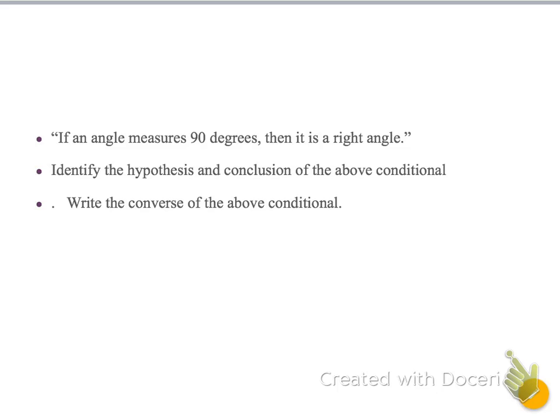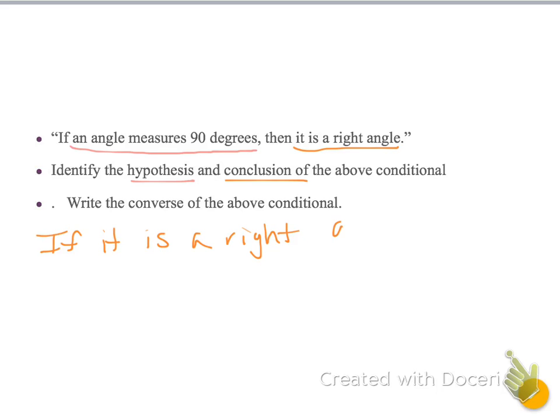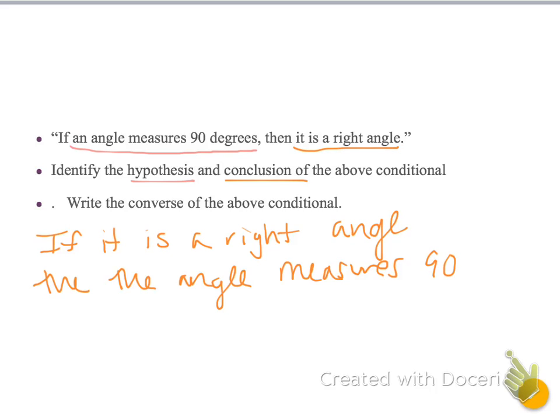If an angle measures 90 degrees, then it is a right angle. Identify the hypothesis and conclusion of the above conditional. Hypothesis is always what follows the if. So that's my hypothesis. Conclusion is what always follows the then. Write the converse of the above conditional. So converse is when you flip them. So if it is a right angle, then the angle measures 90 degrees.